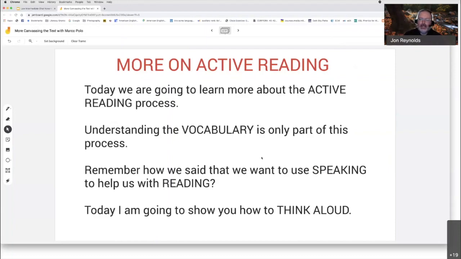So now today we're going to learn more about the active reading process. So again, understanding the vocabulary is only part of this process. It's a big part, but it's just a part of it. Now, do you remember we mentioned that active reading is how we take the things that we use when we're speaking to help us when we're reading? Do you remember us talking about that? That active reading is using the things we do when we speak to help us be better readers.